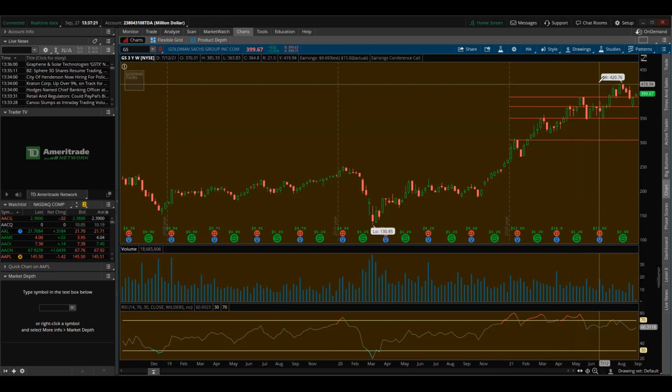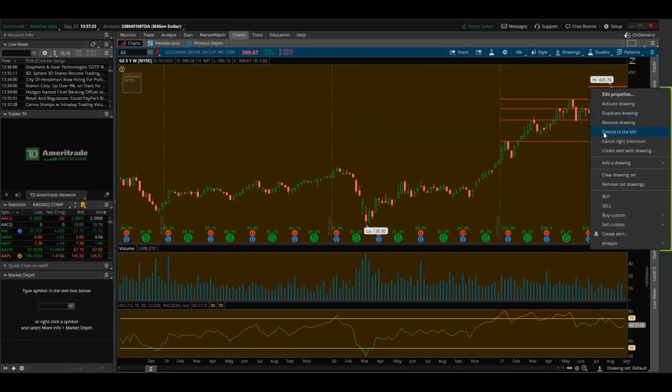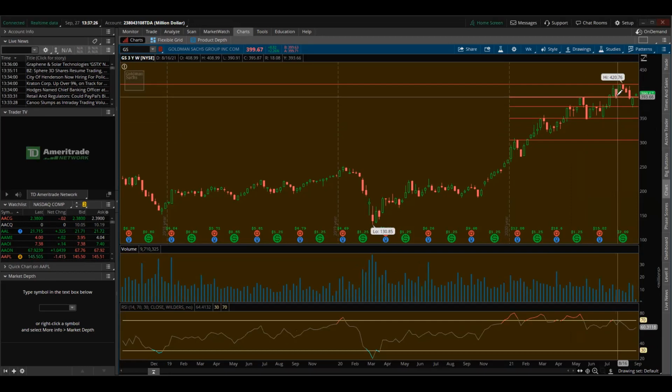All right, and then I'm going to mark this area right here. The reason why I didn't mark this area is because it's just one candle. I like to see at least two candles before I mark my areas of resistance.